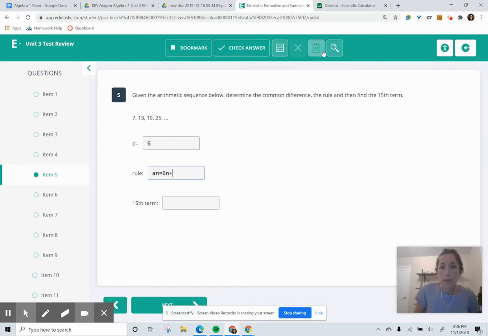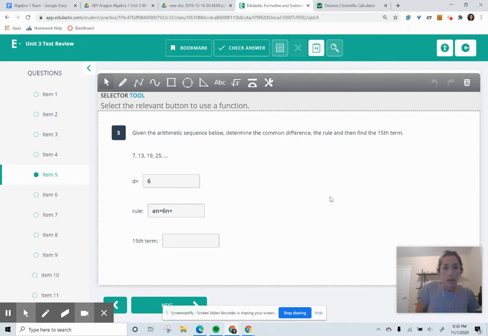And where's my scratch pad? Here's my scratch pad. All right. So it looks like we're adding 6 to get to the next term. So remember, plus 6. So that means the opposite to get to the 0th term would be subtracting 6. So 7 minus 6 is 1. So I know that this would be plus 1 here. I'm going to add that in just a moment. And then we want to know what the 15th term is.